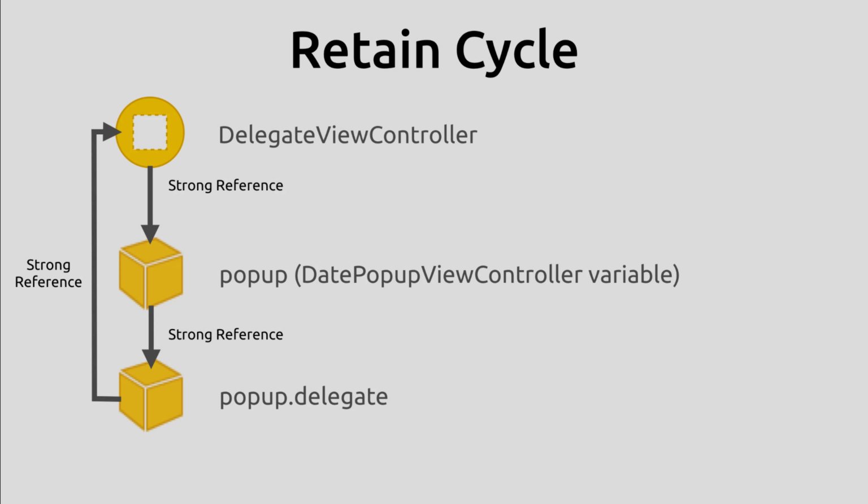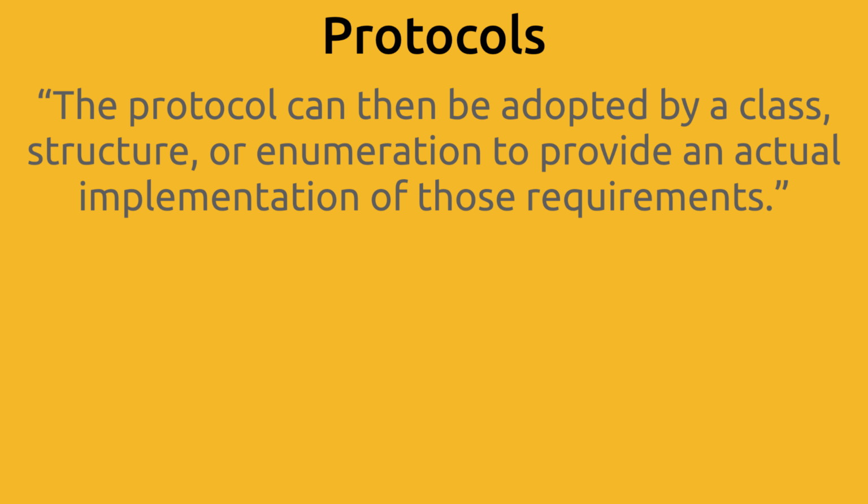Not the pop-up delegate. Okay, so what does this mean? Why can't I make this delegate weak? This is a pretty common pattern, and you pretty much see this used everywhere where there's delegates. You always make the delegate property weak. So why is it giving me an error? It's saying that it can only be applied to class and class-bound protocol types. Well, in order to understand that error message, we need to know more about protocols.